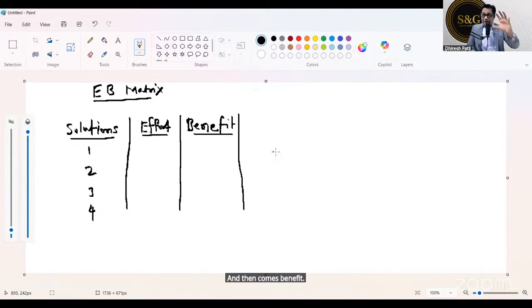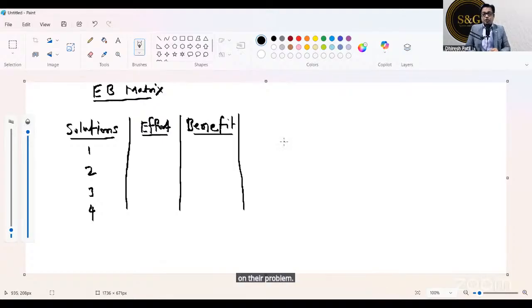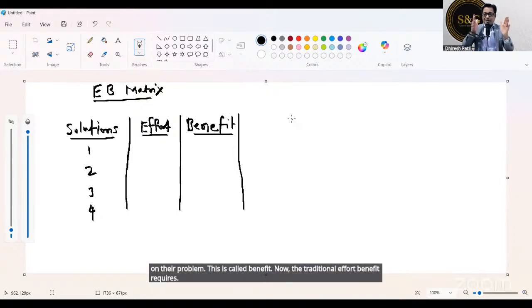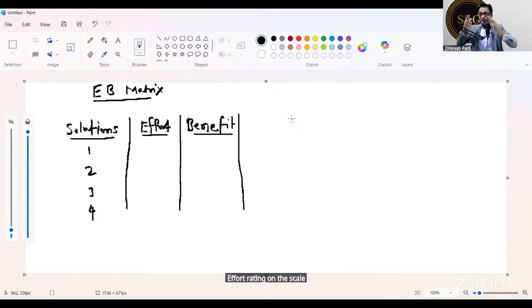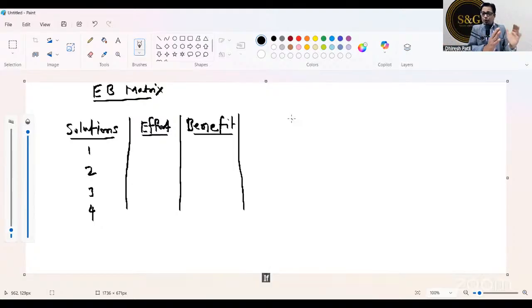If I implement this solution, how much benefit will I get on my problem? This is called benefit. Now, the traditional effort benefit requires effort rating on the scale of 1 to 10, benefit rating on the scale of 1 to 10. If efforts are too high, then you rate between 8, 9 and 10. Moderate efforts, you rate 4, 5, 6. If the efforts are low, then 1, 2, 3.